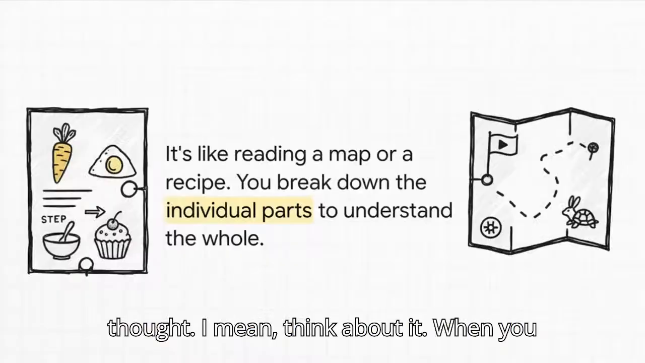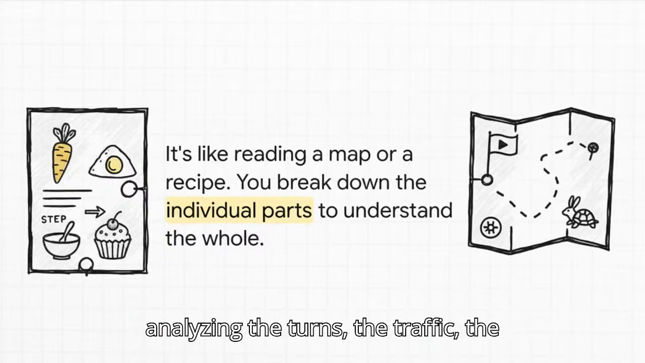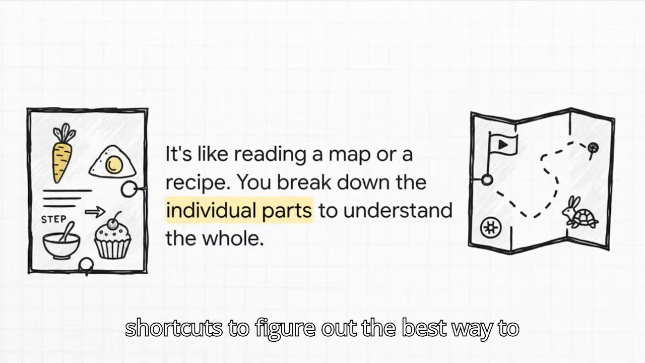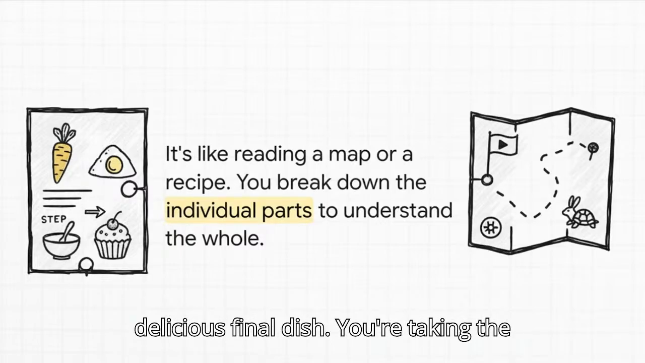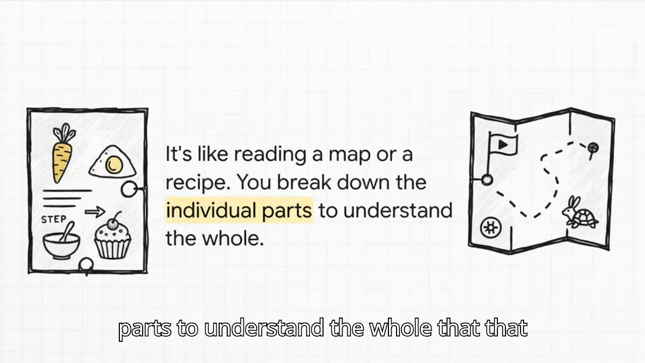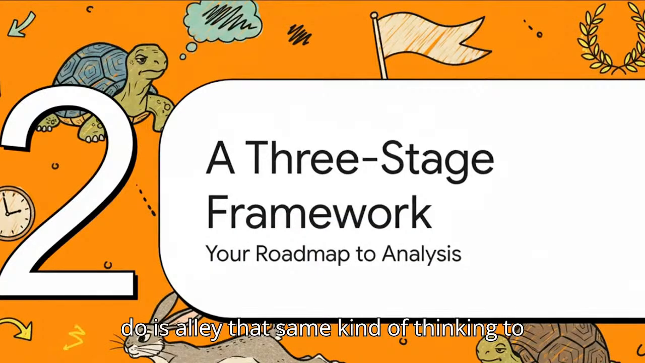I mean, think about it. When you look at a map, you don't just stare at the endpoint, right? No, you're analyzing the turns, the traffic, the shortcuts to figure out the best way to get there. Or a recipe. You break it down into ingredients and steps to get to that delicious final dish. You're taking the parts to understand the whole. That right there is analysis. So all we need to do is apply that same kind of thinking to literature.